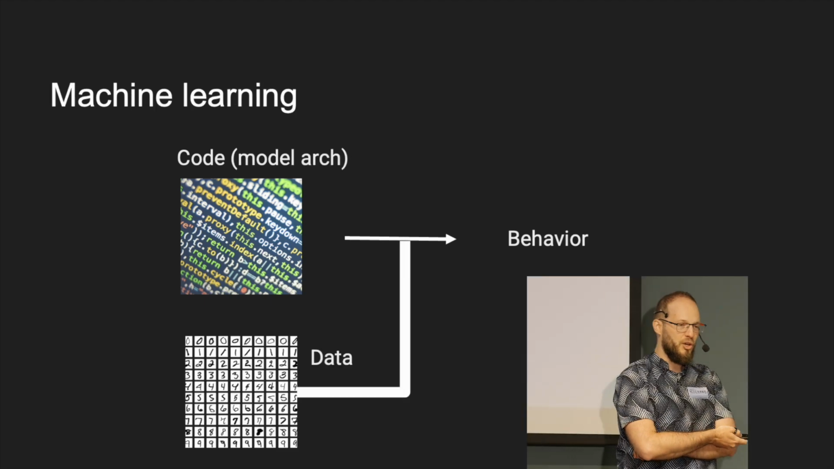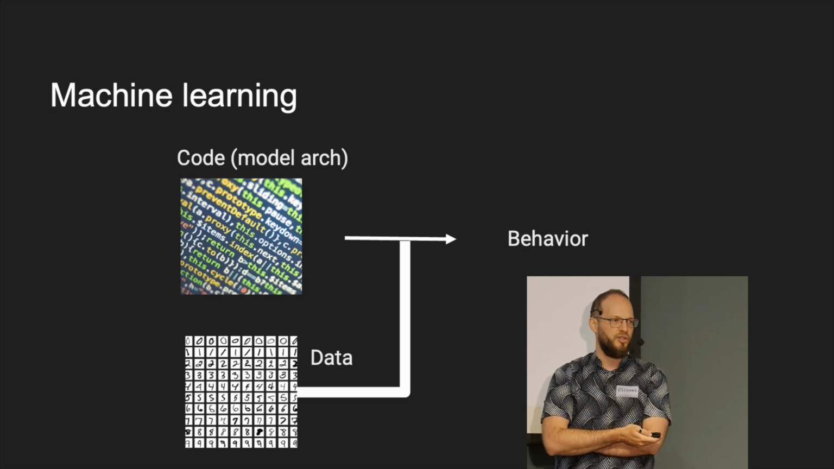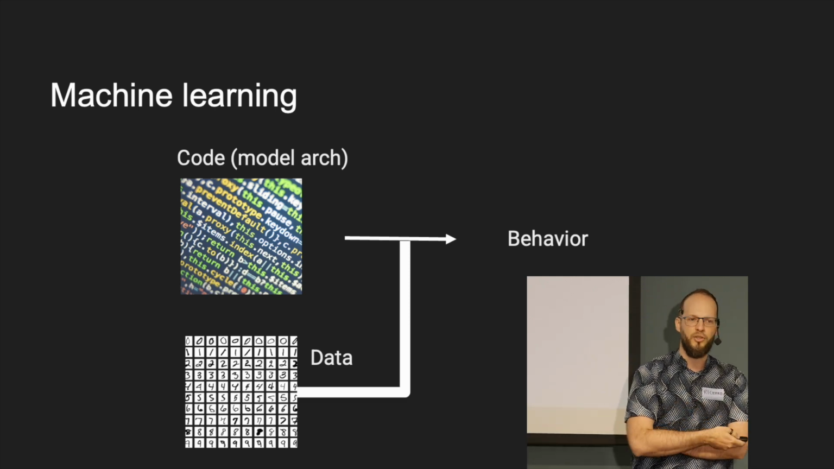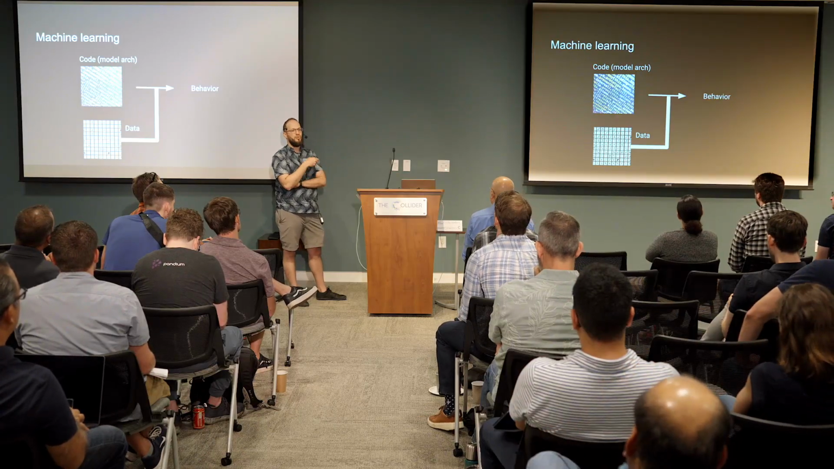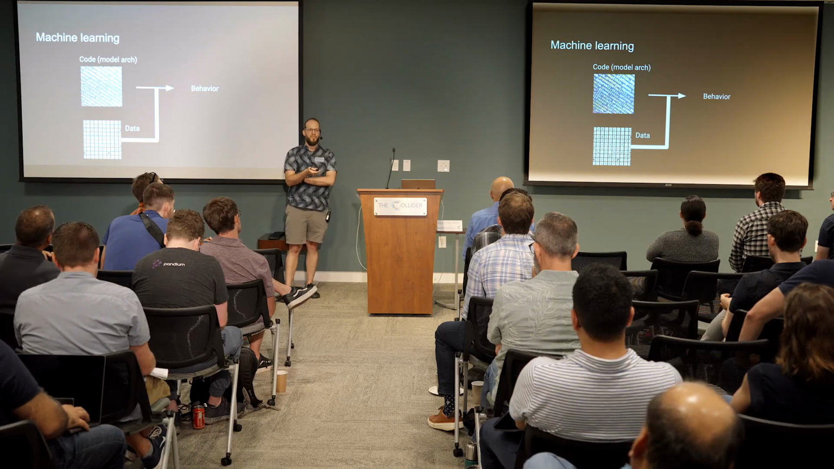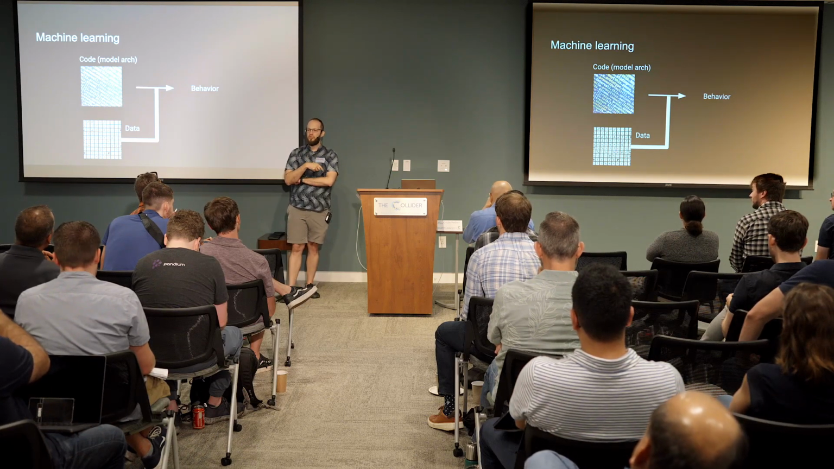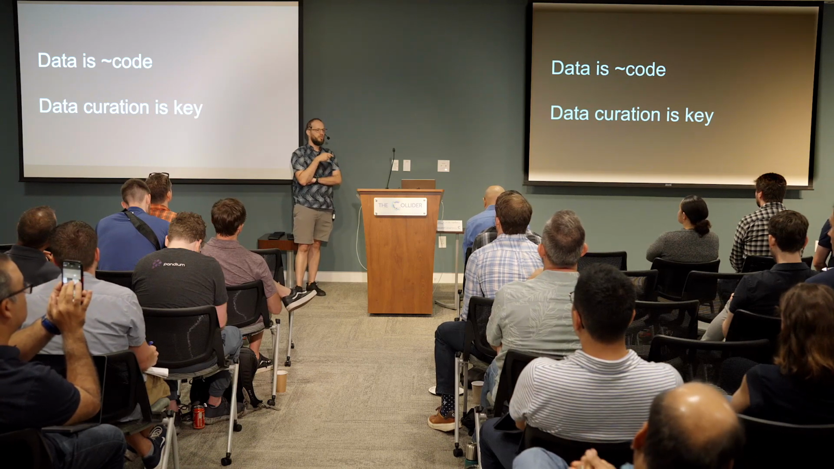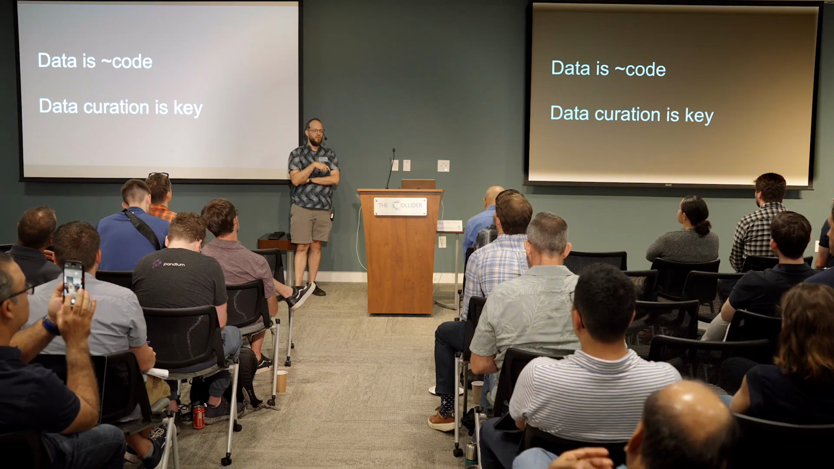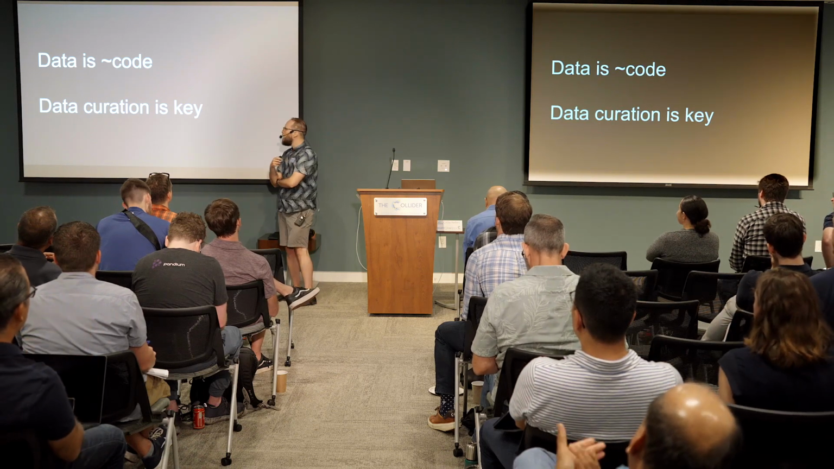Machine learning also has code in the form of the model architecture, which is typically written in something like PyTorch or JAX or whatever. But in addition, there's the data that you use to tune your model to get some behavior. And typically, when the model doesn't have the behavior that you want, you don't really iterate on the model architecture. Sometimes you do, but typically what you're doing is iterating on the data. So in a manner of speaking, data is kind of like code, and it's really important to curate your data. If you don't, then bad things can happen.